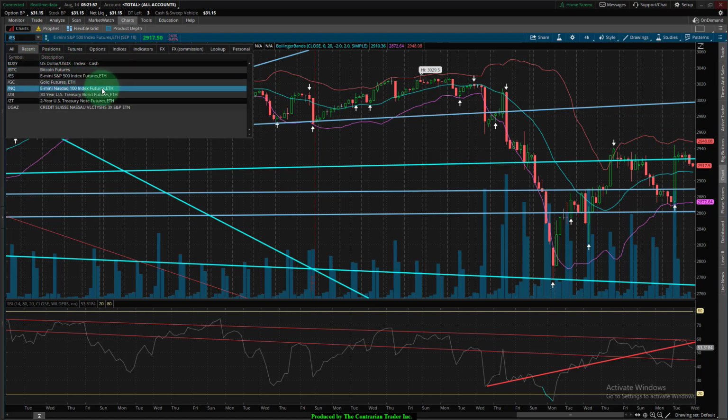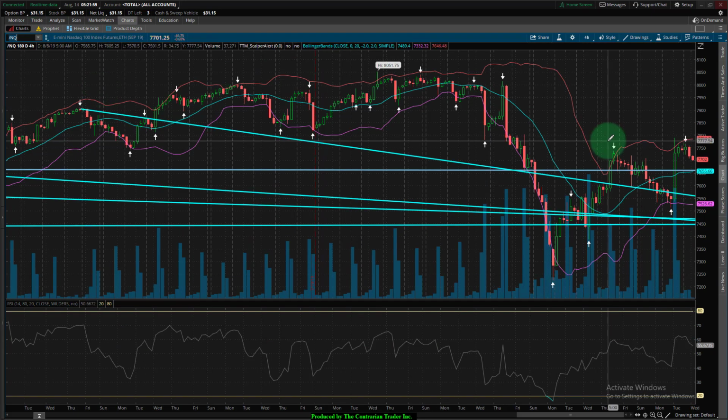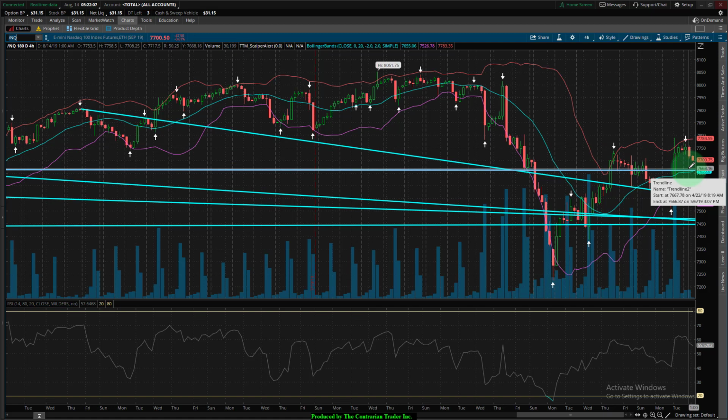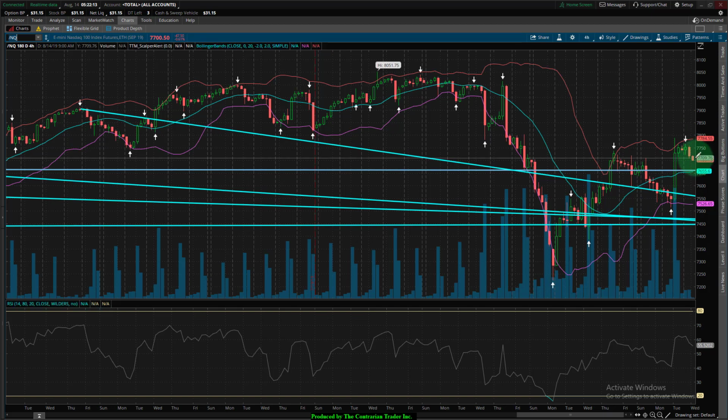Taking a look at the NASDAQ, very similar price action here. We closed above a support level. This morning, we're giving it up, putting in a new lower low on this 4-hour bar. This 4-hour bar will close at 9 a.m. And we are down over a half percentage point on the morning.